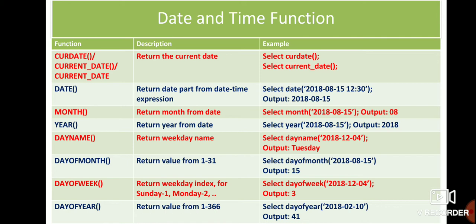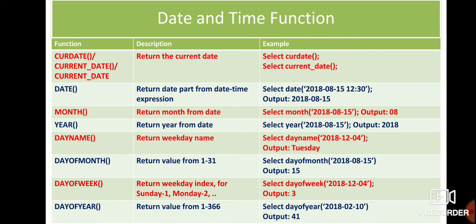Next is YEAR. It returns the year from the date. Like 2018 8/15. So what will be the output? 2018 will be the output. Next is DAYNAME. It returns the weekday name. So whatever the date is, the weekday is there, so it will represent the weekday. Like if Tuesday is the date, it will represent Tuesday.